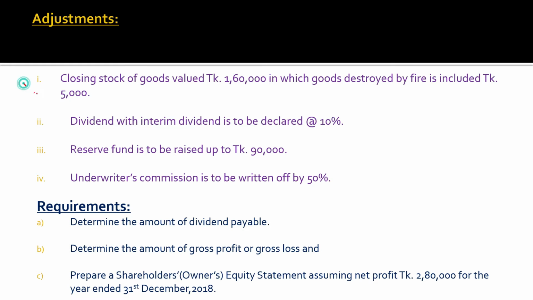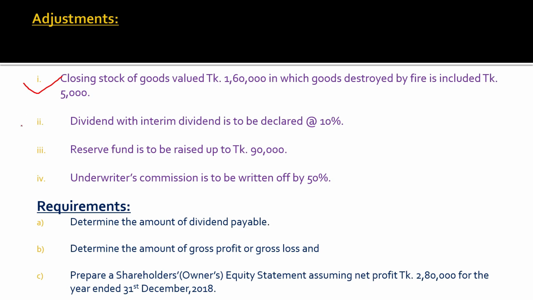Closing stock of goods valued taka 1,60,000, in which goods destroyed by fire is included, taka 5,000. Goods destroyed by fire will be deducted from purchase account and it will also be shown as non-operating expense. But when goods destroyed by fire are included in closing stock, then it will be deducted from closing stock in comprehensive income statement and a second time will be deducted in statement of financial position.